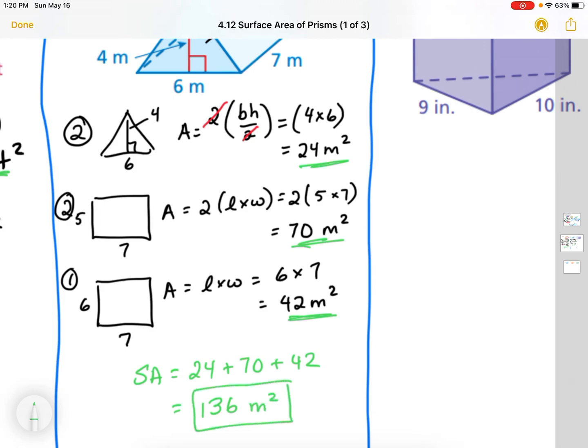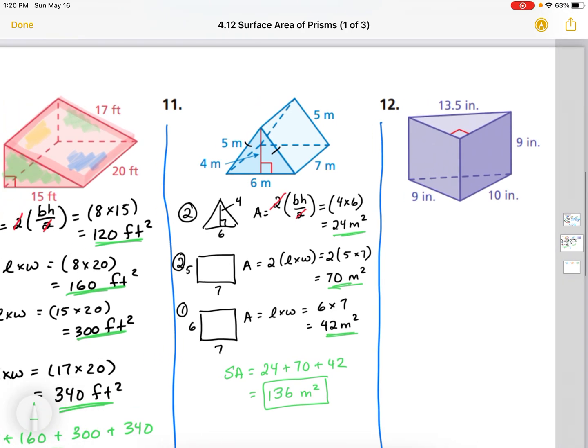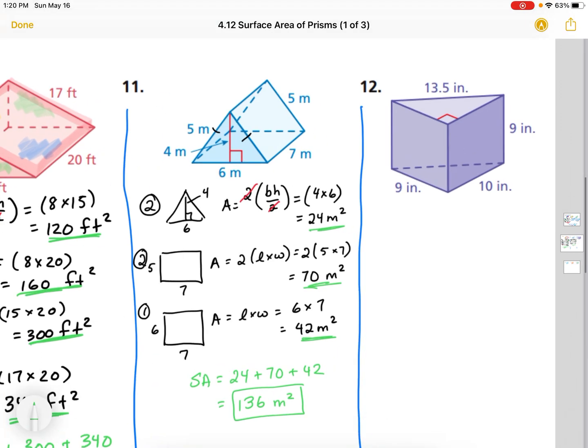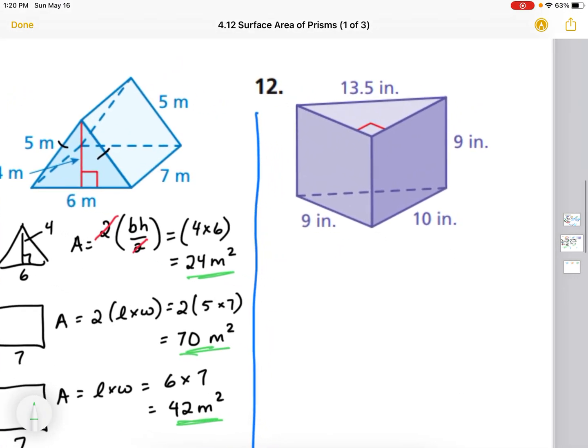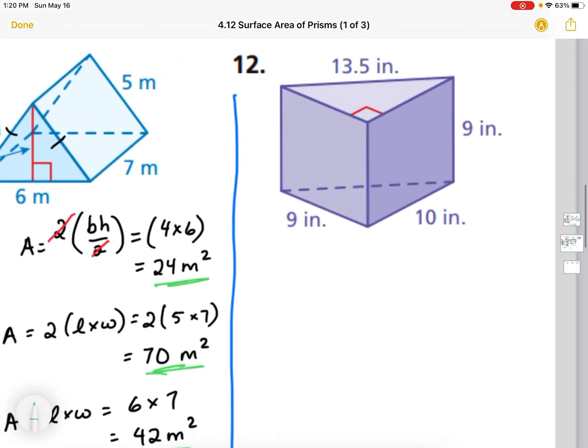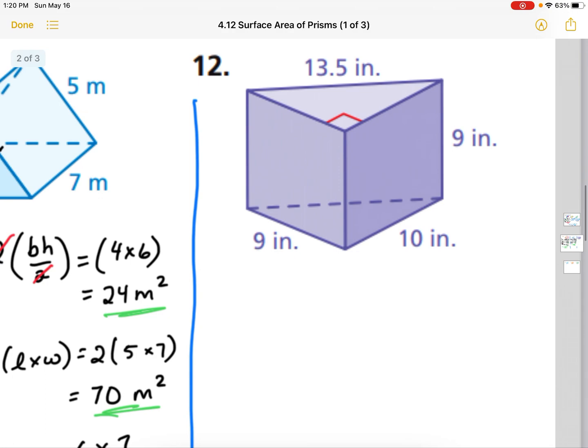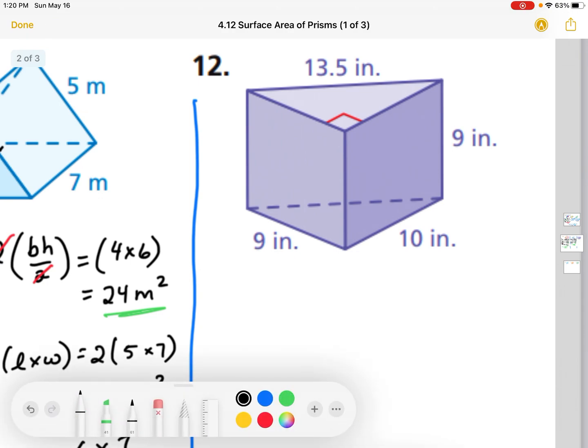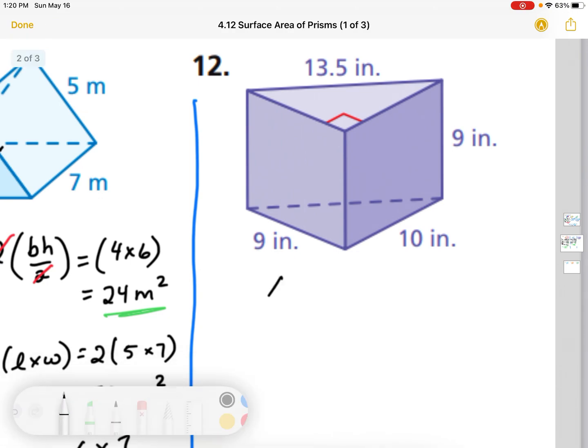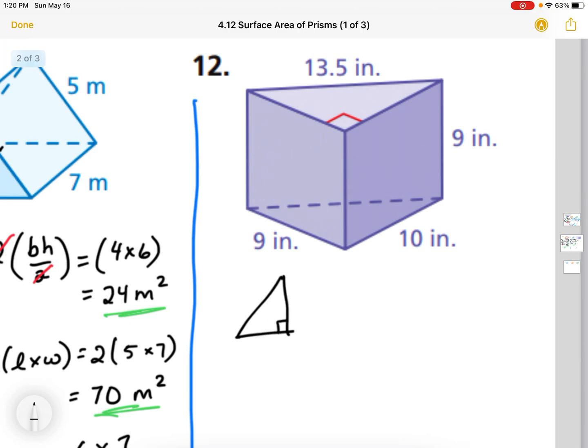All right. This last one here, again, it's like the first one. It is not an isosceles triangle. All the sides of my triangle have different lengths. But really the tricky thing here is figuring out how to orient my triangle. So my triangle, if I put my right angle there, is 9 by 10. And I have two of them.